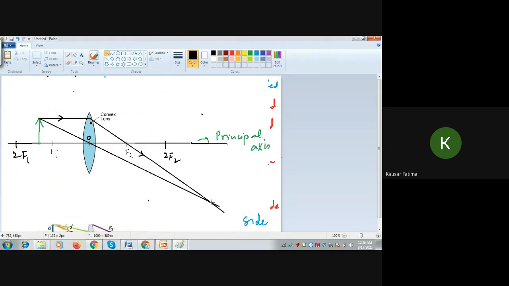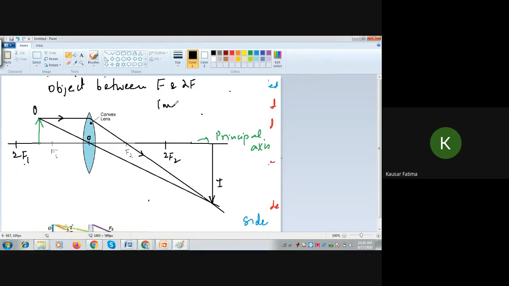The image is formed here. So what do you say about the image? It is bigger than the object. We call it magnified. Inverted, real, and forms beyond 2f. This is the image, this is the object. Object between f and 2f. This is 2f and this is f.